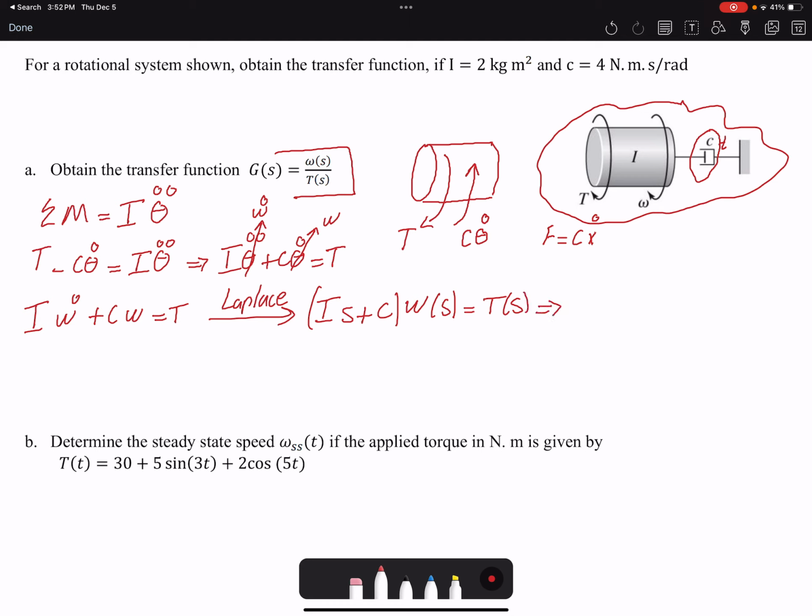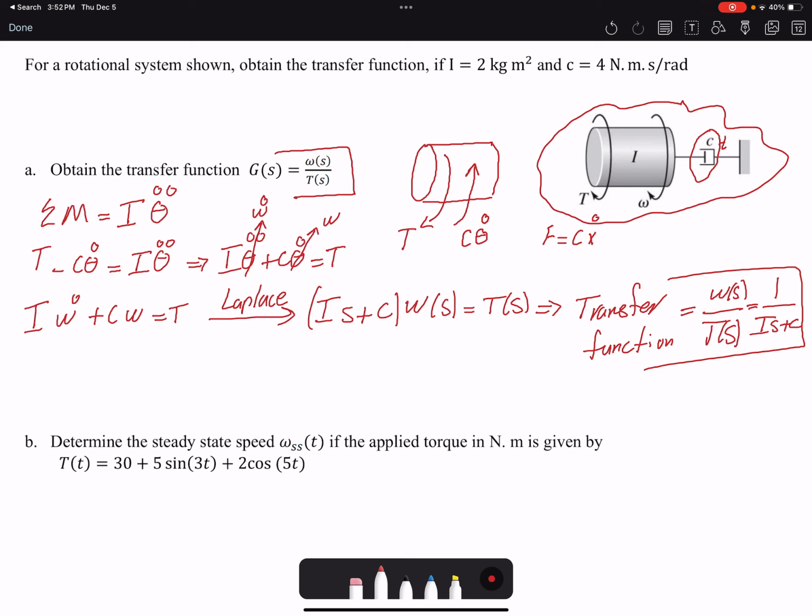Therefore, the transfer function would be the output over input, and the output for us is omega(s) over T(s). Therefore, I have 1 over Is plus C. That would be the transfer function. Also, I have the value for I and C, so I can plug it in. So if I show transfer function by T, it will be 1 over 2s plus 4. So this part is not new. We knew how to find transfer function.